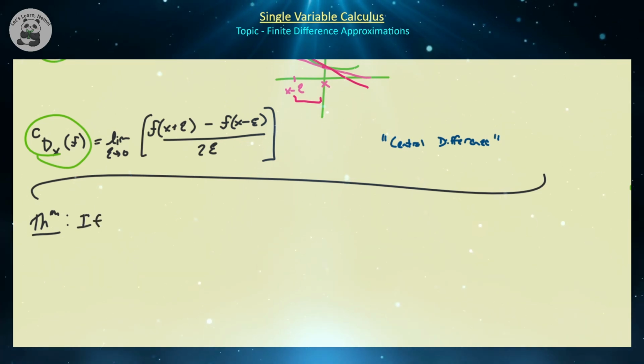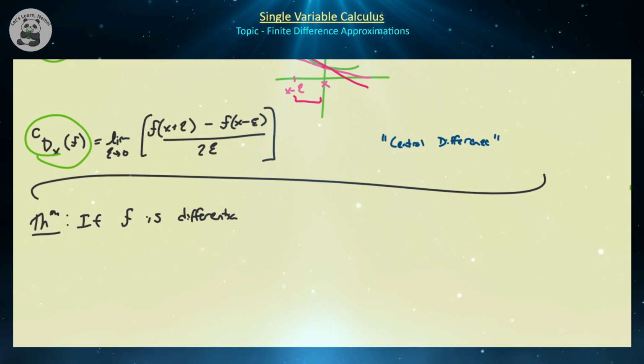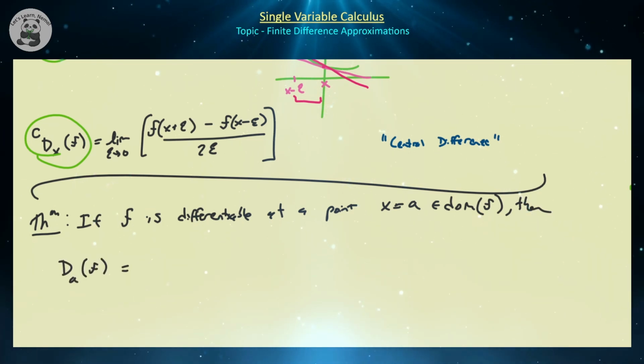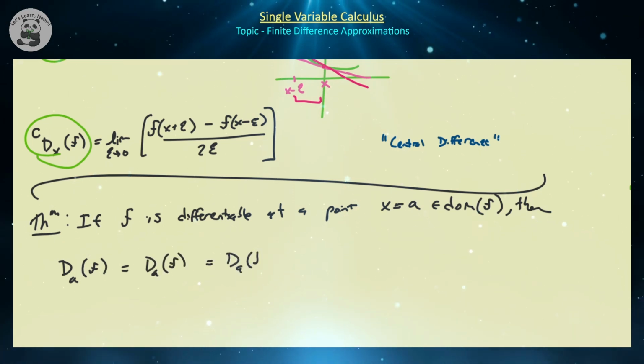If f is differentiable at a point x equals a, which should belong to the domain of the function f, then the derivative at x equals a of the function, regardless of the derivative approach, forward, backward, or central, are all going to be equal to each other.